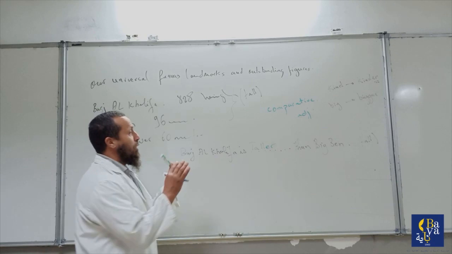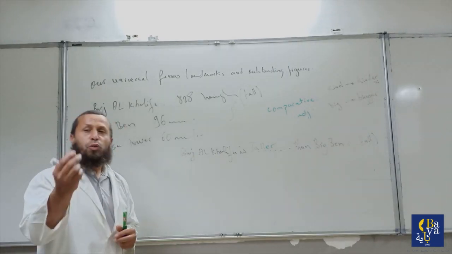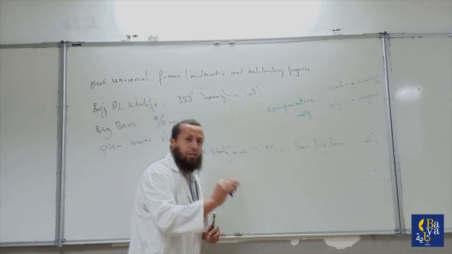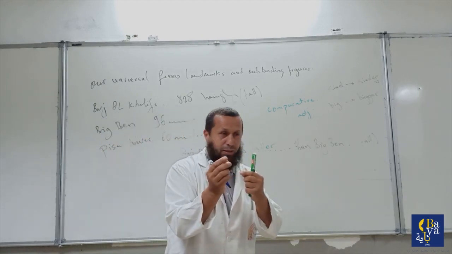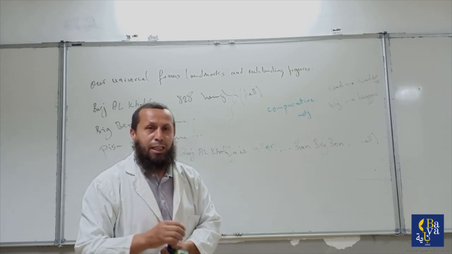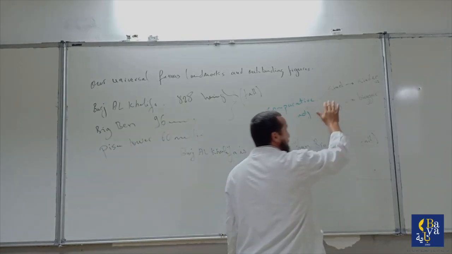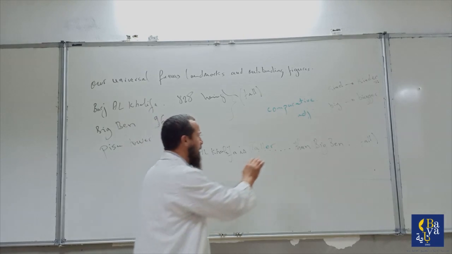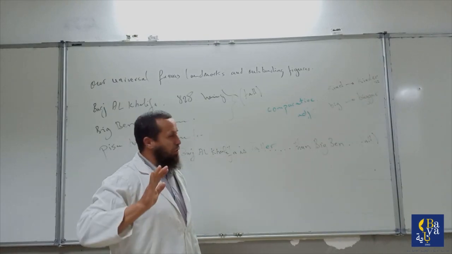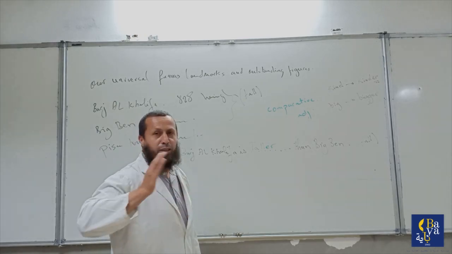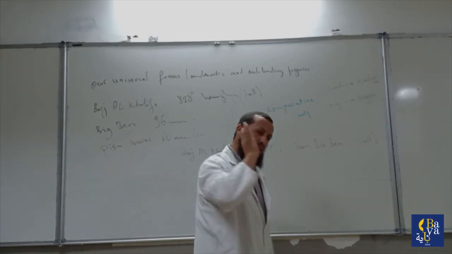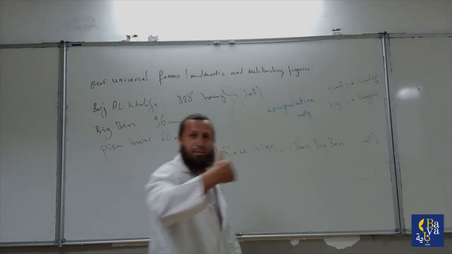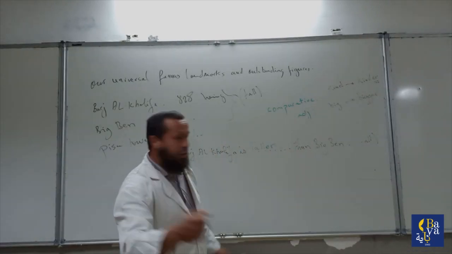Here we got the comparison using comparatives with short adjectives. It's not that easy, but it's okay. If you have a short adjective, you just add er. Tall, taller. Small, smaller. Kind, kinder. Hot, hotter. So, with short adjectives, we have only the er.